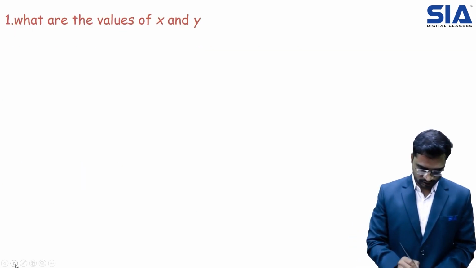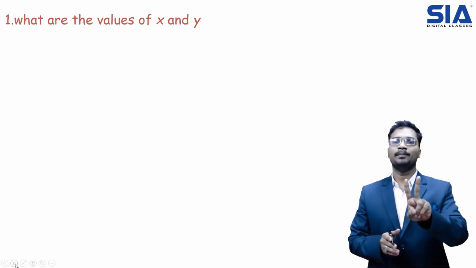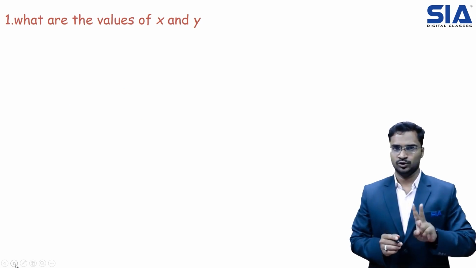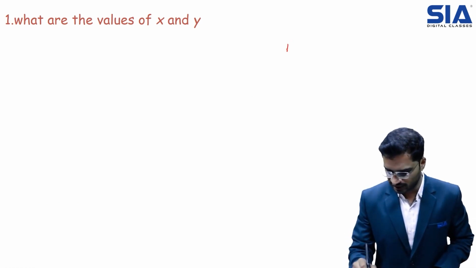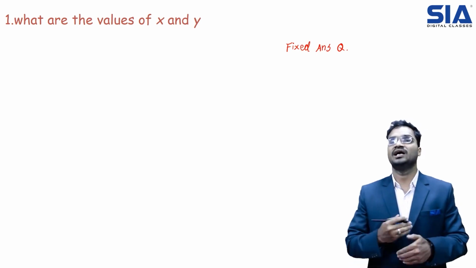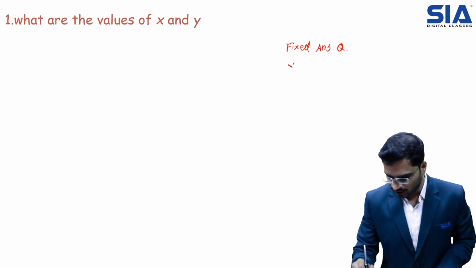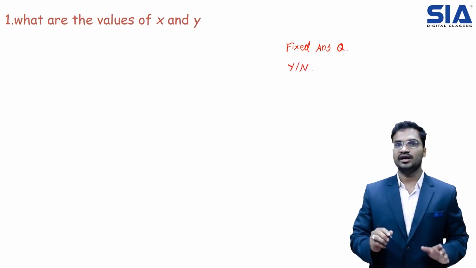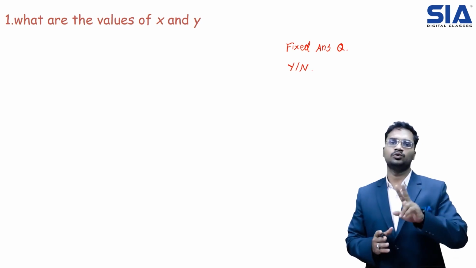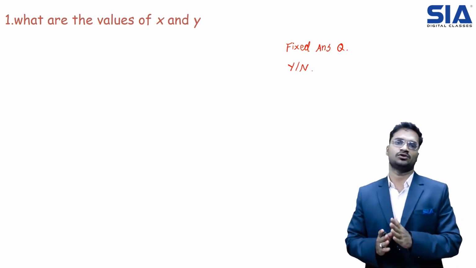Now coming to the questions. In this data sufficiency topic, there are particularly 2 types of questions. The first type is fixed answer questions, where we have to achieve a fixed answer. The second type is yes or no questions. So in data sufficiency, there are 2 types of questions: fixed answer questions and yes or no questions.